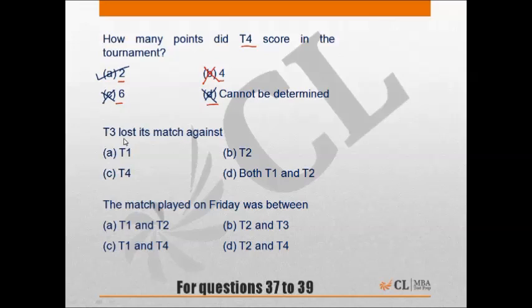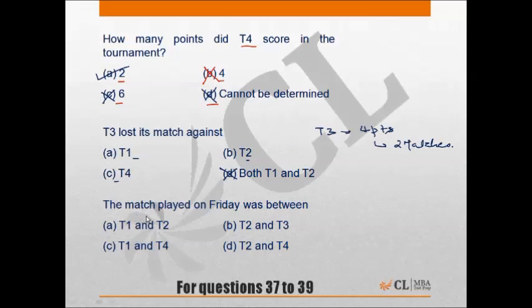Second question. T3 lost its match again. Now T3 has got 4 points. If T3 has 4 points, that means it should have won 2 matches. If it has won 2 matches, it can lose either to T1 or T2 or T4, but not to both. So choice D is incorrect out here.